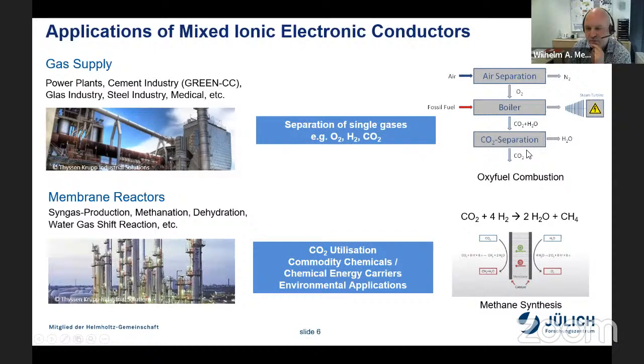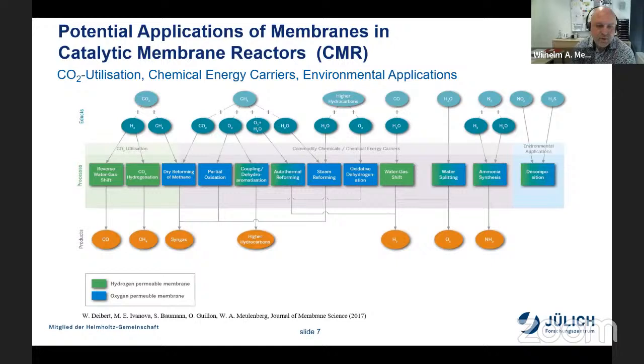The difference between a normal membrane module and a membrane reactor is that in a membrane reactor, you have on one or both sides of the membrane, in addition, a chemical reaction. And you can also use the same membranes here, and the application is CO2 utilization, but also the production of chemical energy carriers or commodity chemicals. There are also some environmental applications. When we started to look at these membrane reactors, we made a literature study, and here you can see which applications in principle you can find in the literature for such a membrane. But that does not mean that all these separations make sense.